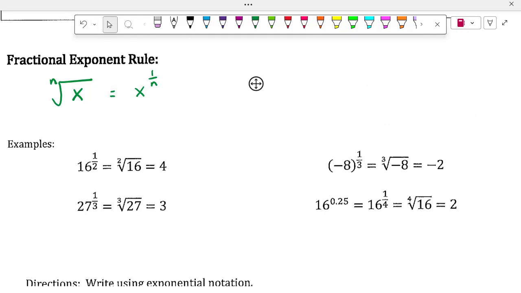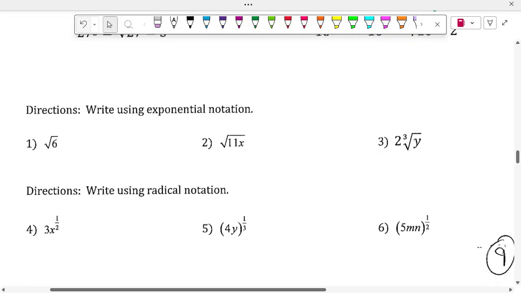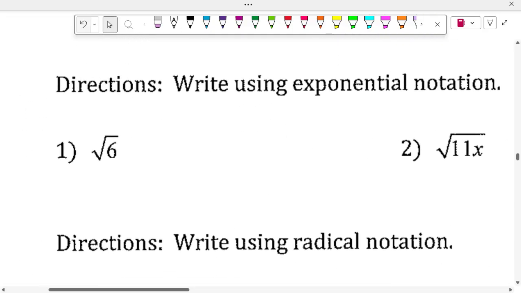So now the placement of the root also dictates what's being raised. So how can I rewrite the square root of 6 as an exponent? 6 to the 1/2. Technically, the unspoken number outside this radical is a baby 2. No. Square root of 6 is not 3. 6 raised to the 1/2 power is not 3.